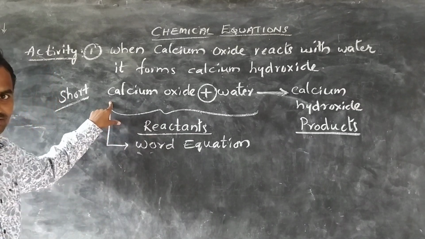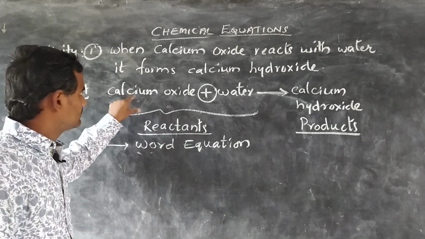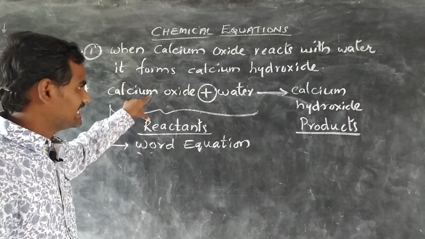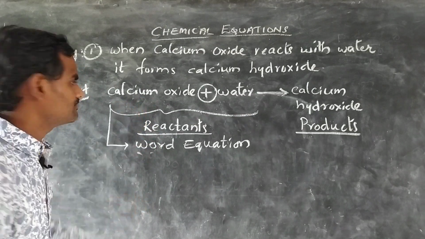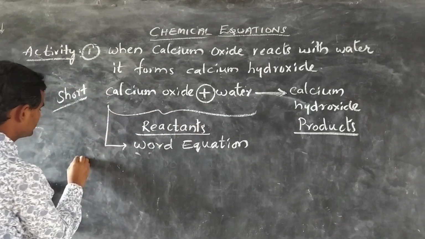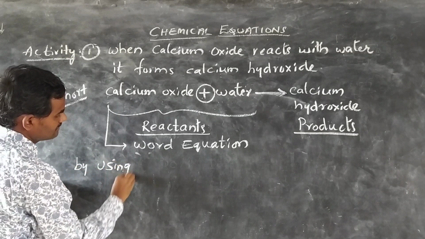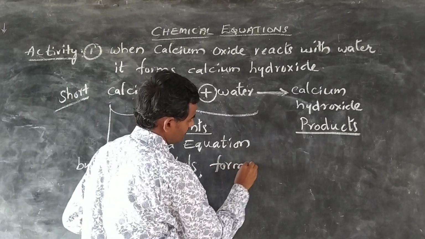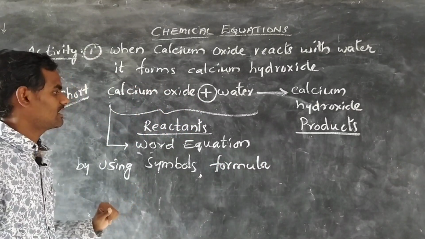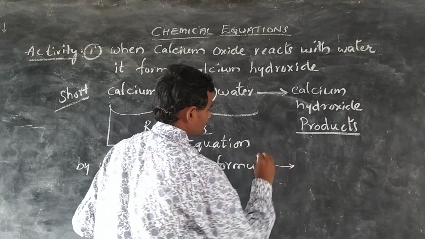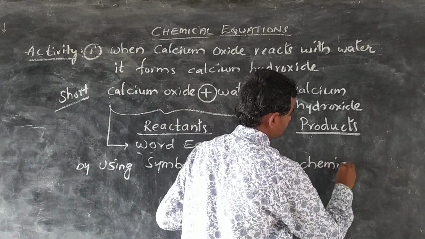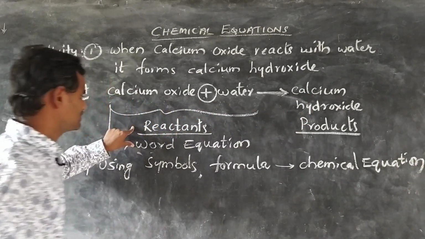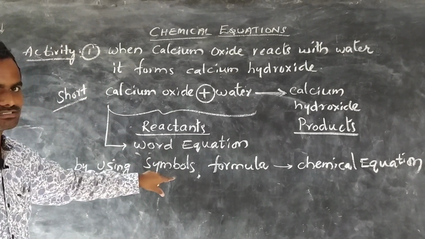There is one more method. We can represent the same reaction or equation in a simpler form by using symbols and formulas. That is called a chemical equation. We will write the same word equation in the form of a chemical equation by using symbols or formulas.